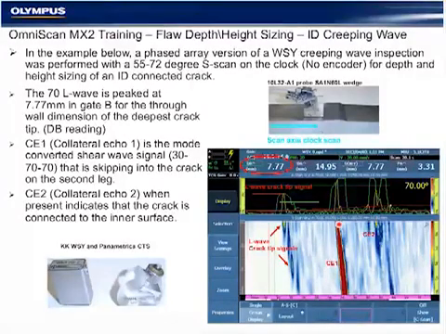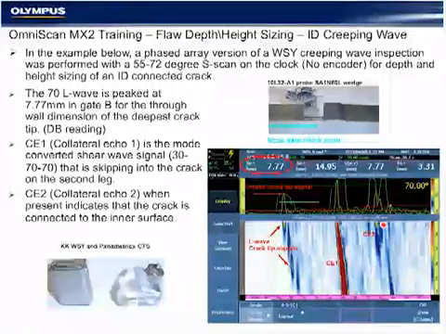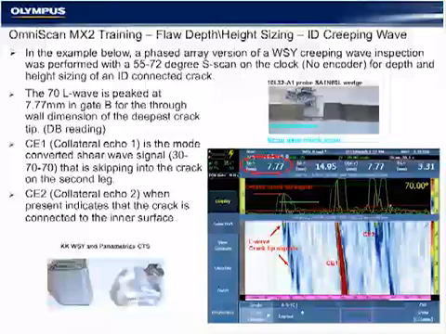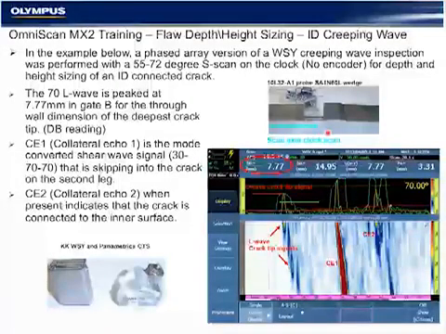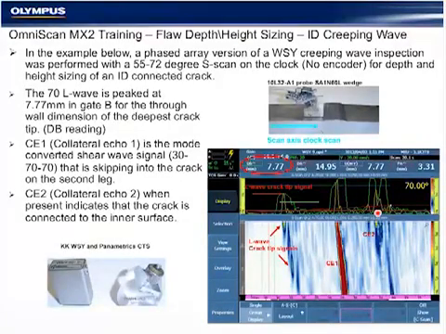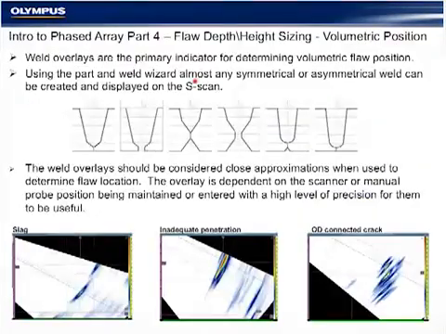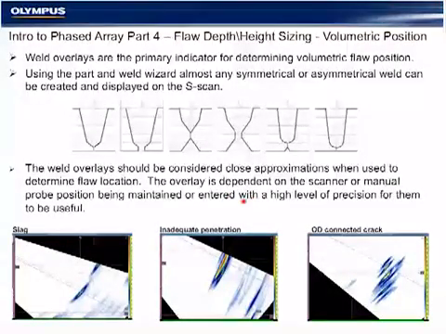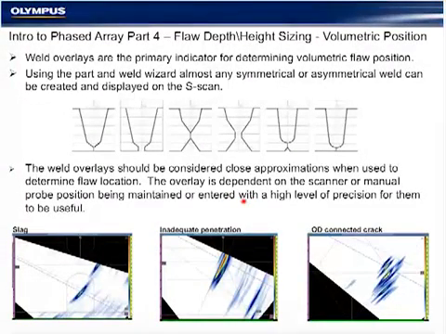And CE2, which is what they call the creeping wave probe, gives us positive confirmation of an ID connected crack. When CE2 is present, the crack is connected to the ID. When CE2 is not present, the crack is embedded in the material. Again, it was a conventional technique developed for the phased array equivalent that gives us a multi-angle approach to the same technique. So the volumetric position is our fourth indicator.